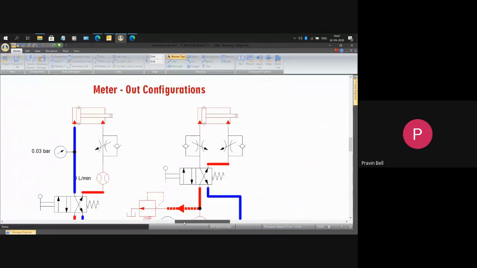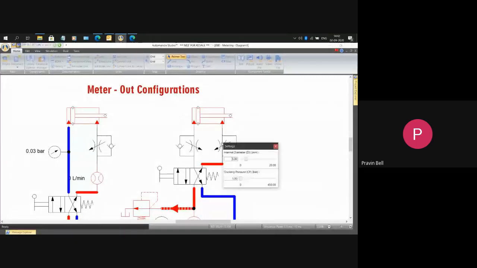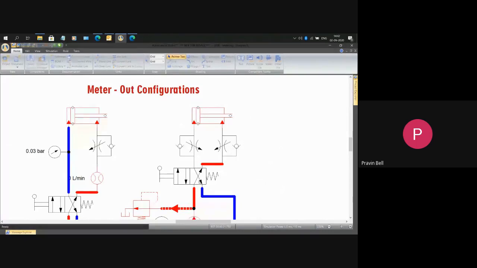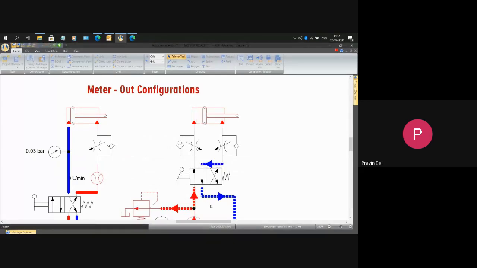Similarly, in the same circuit, you can have meter out on both sides. That means in the forward direction, fluid will come like this and get metered on the way out by this particular orifice here. In the reverse direction, fluid will come like this, and it is restricted by this orifice valve. So this is a meter out configuration.